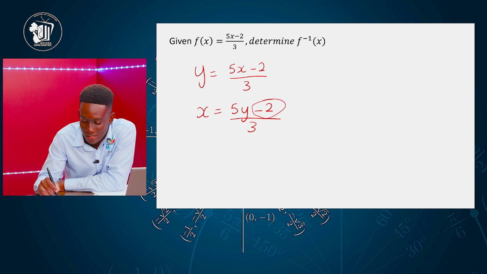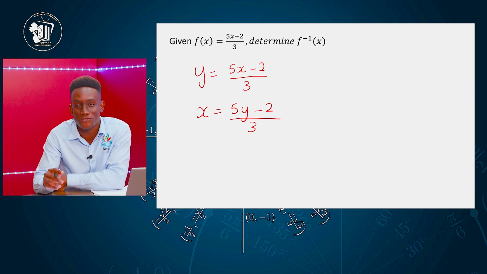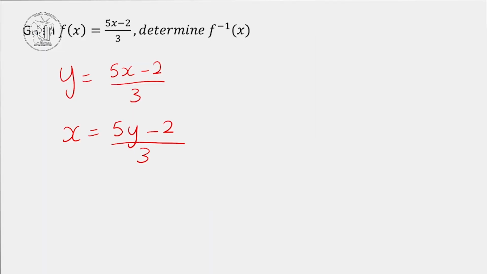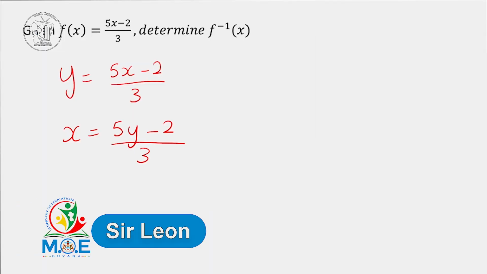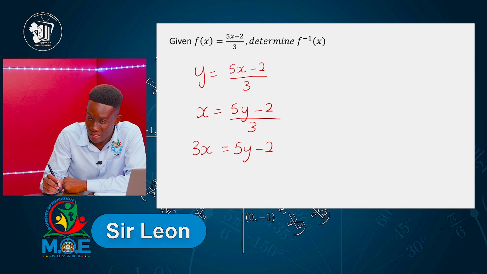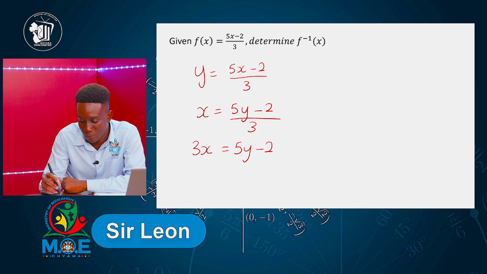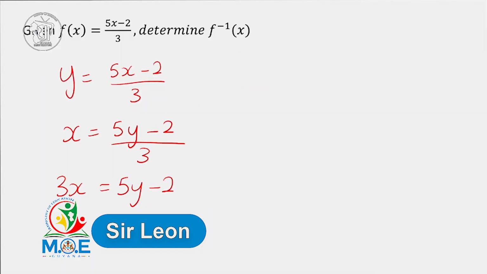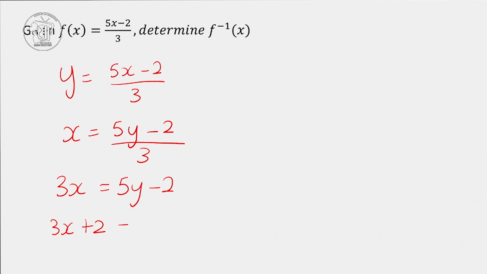So in this case, we cannot take over the 2 first. We must take over the 3. The 3 is dividing everything. So we take over the 3. When we take the 3 over, it will multiply. So we'll have 3x is equal to 5y subtract 2. And then now we take over the 2. The 2 is subtracting, and when we take it over, it will add. So this will be 3x plus 2 is equal to 5y.